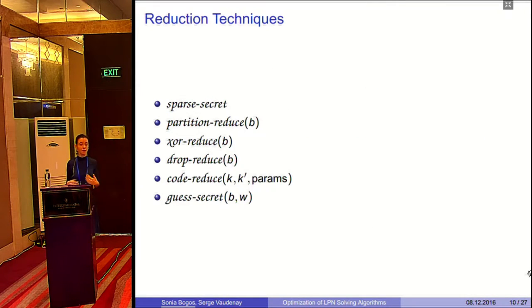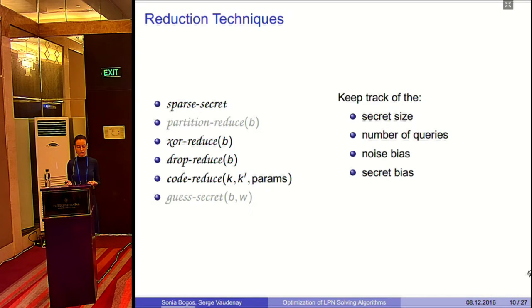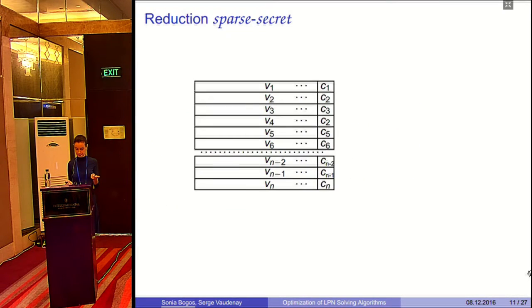Now, studying all the existing LPN algorithms in the literature, there are several reduction techniques. By running our algorithm, we observe that some of them don't have a big impact. So I'm going to present only those that are essential. When we look at these reduction techniques, we have to keep track of several parameters: the size of the secret, the number of queries, the noise bias, and we're going to see that the secret bias is also important.